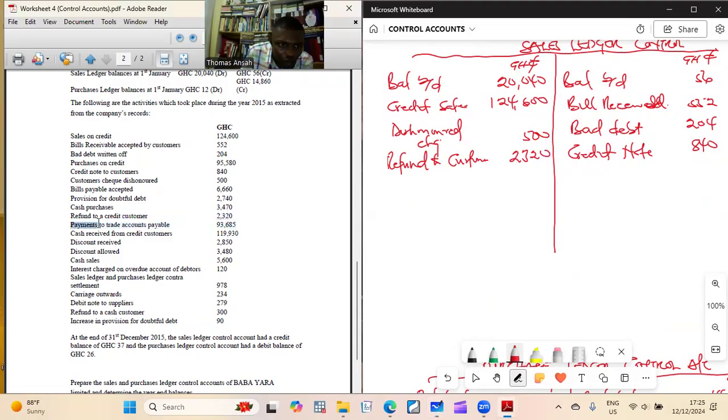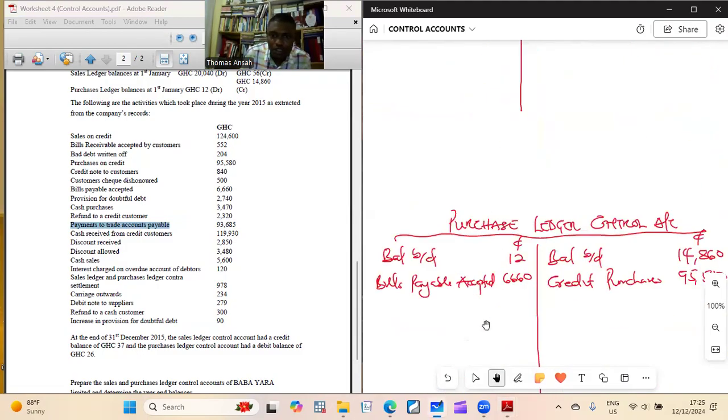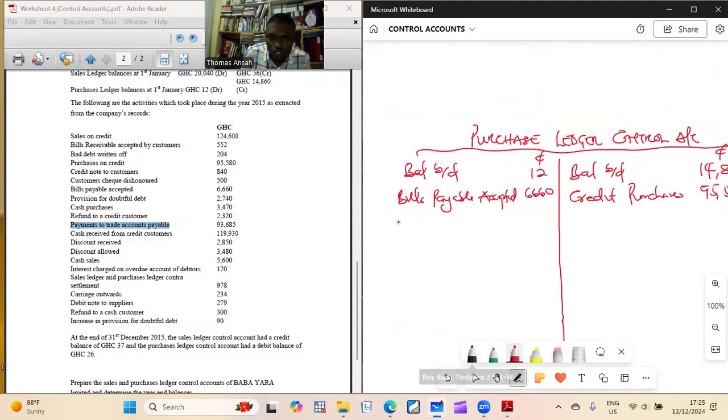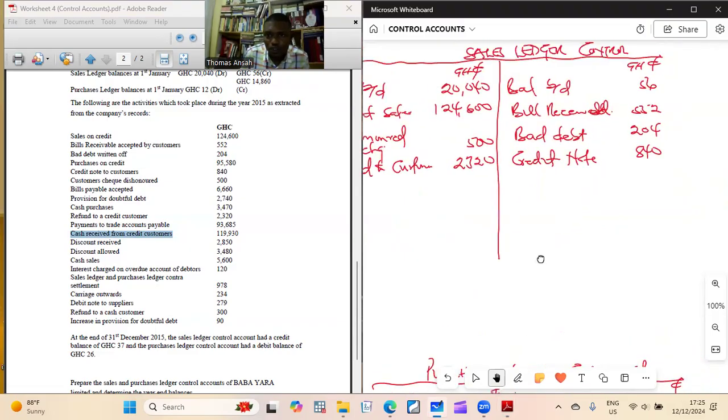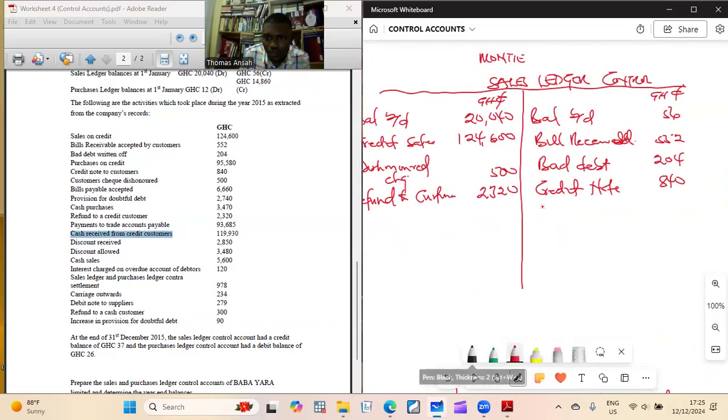Yeah, then the payment to trade accounts payable. So we made a payment, so we need to reduce our liability with them. That is 93,685. Cash received from credit customers, which means that these people also made a payment of cash. So cash received. How much is that?